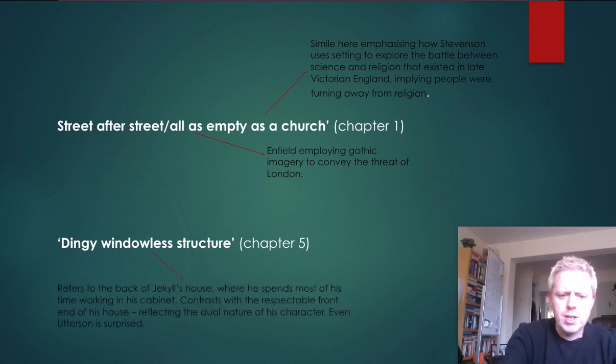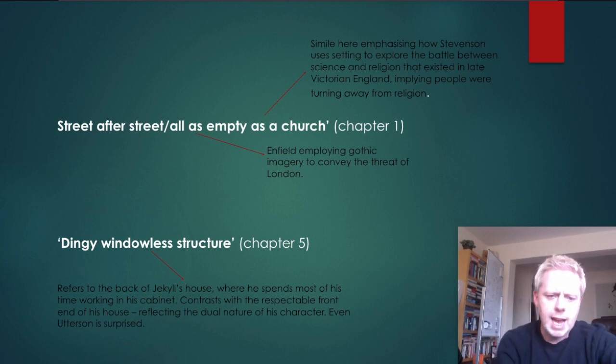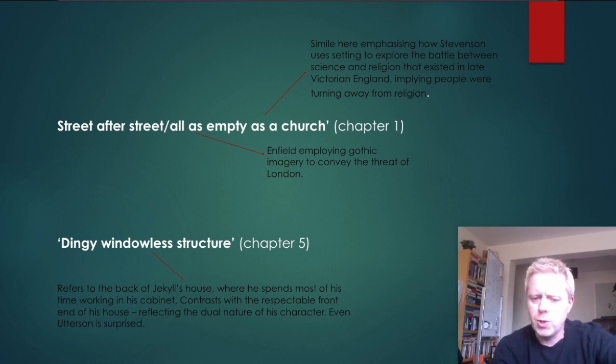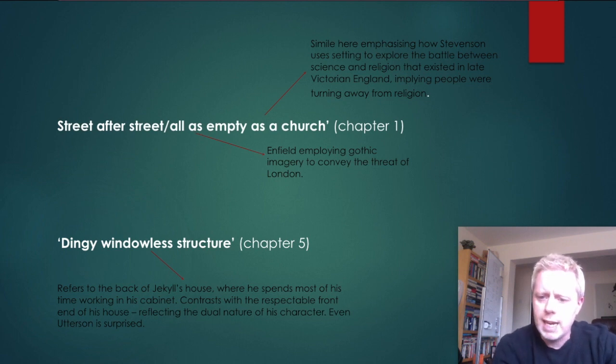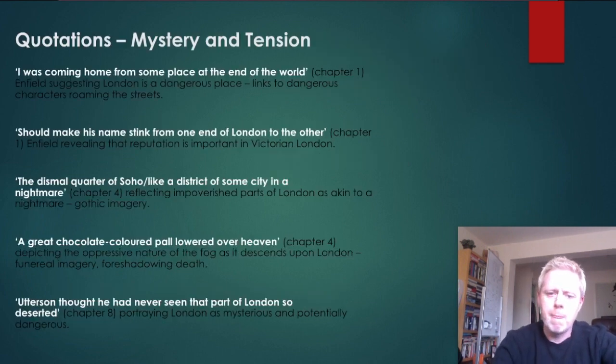Dingy windowless structure. This refers to the back of Jekyll's house, where he spends most of his time working in his cabinet. This contrasts with the respectable front end of his house, reflecting the dual nature of his character. Even Utterson is surprised when he discovers that the two parts of the house belong to Jekyll. He'd never seen the back part before. Again, didn't really know Jekyll, did he?